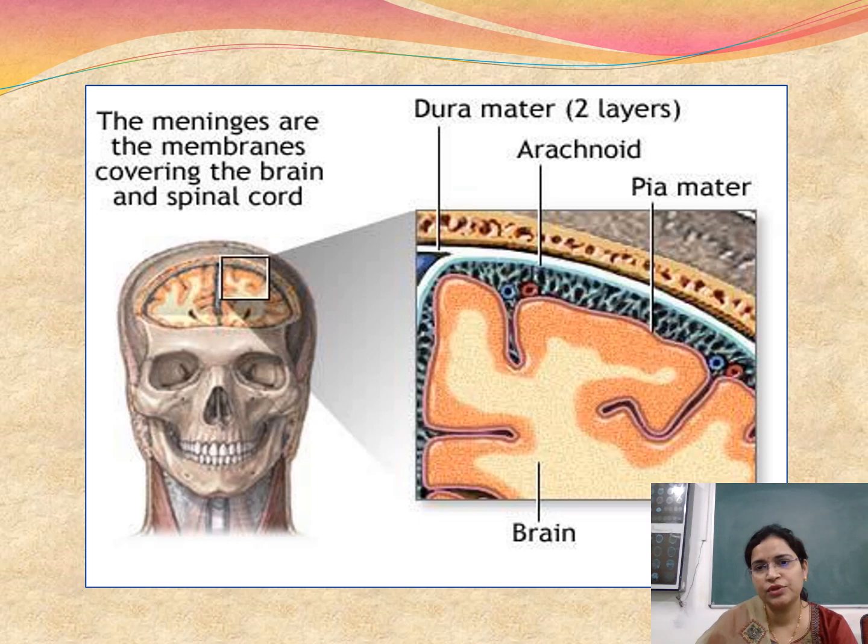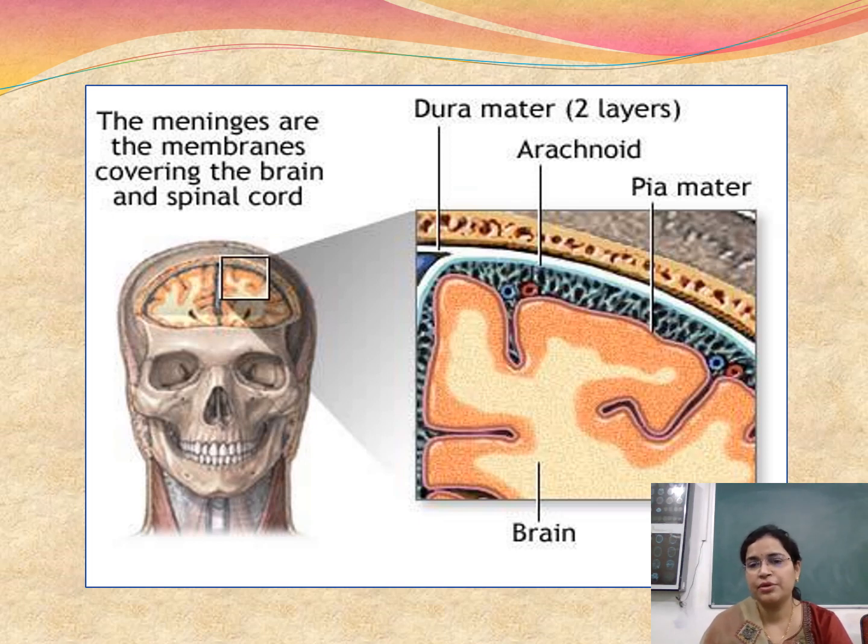Inside the dura mater there is the arachnoid mater, which has a cobweb-like appearance. The maximum amount of CSF is present in the subarachnoid space, which lies below the arachnoid mater, between the arachnoid mater and the third layer, the pia mater. In the subarachnoid space the major content is cerebrospinal fluid.